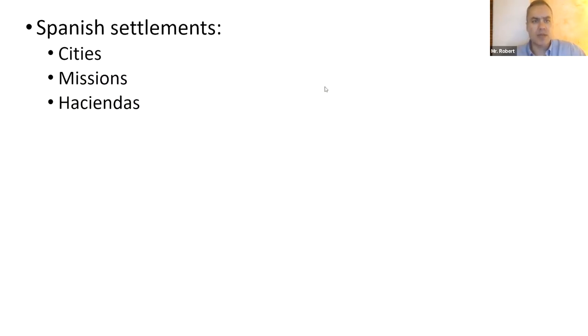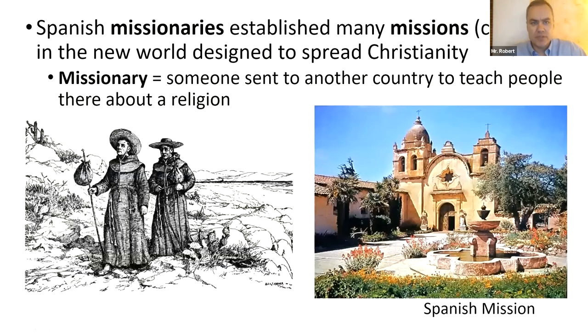All right, let's look at the Spanish settlements. How did they actually live? Let's look at their missions and their cities and their haciendas, three things. So these guys are missionaries. A missionary is like somebody sent to teach a new place about a religion, or teach people in another place about a religion. We still have missionaries today.